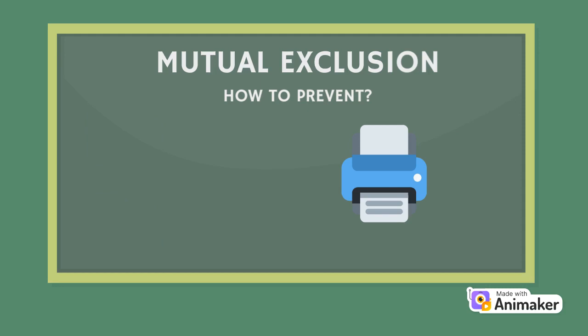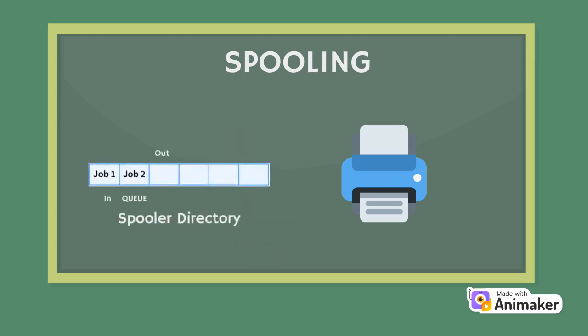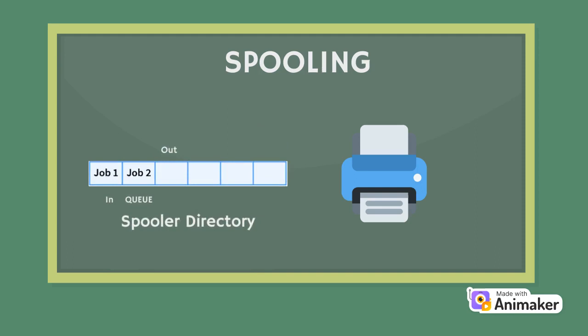To handle this problem, we use a technique called spooling. When multiple processors request the printer, the jobs are added to a queue in something known as a spooler directory. The printer works on the jobs on a first-come, first-served basis, and the processor stops waiting to send the request and performs other tasks. Although we can use spooling, it can only be used with resources that have associated memories, such as printers.